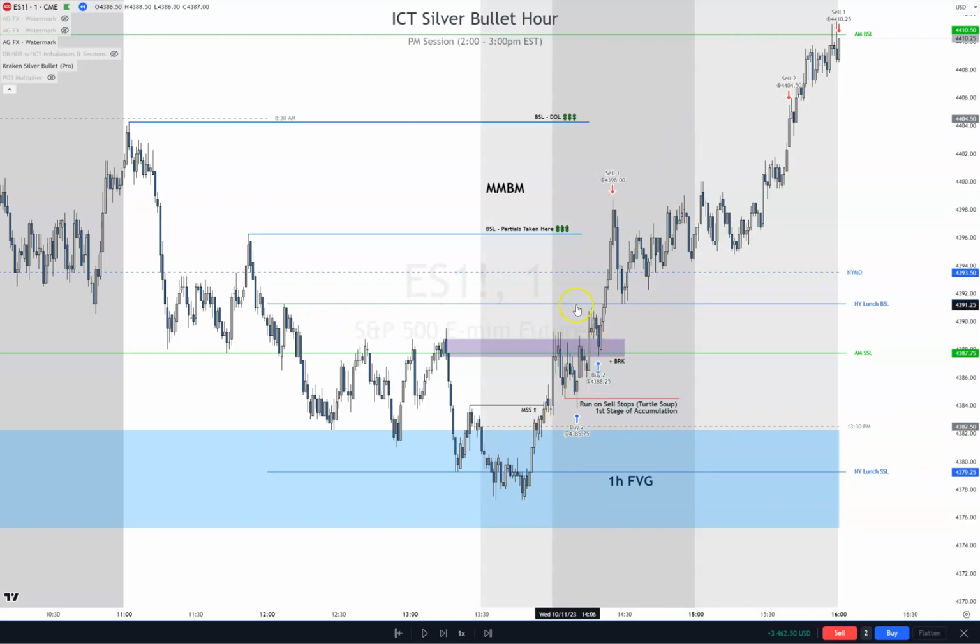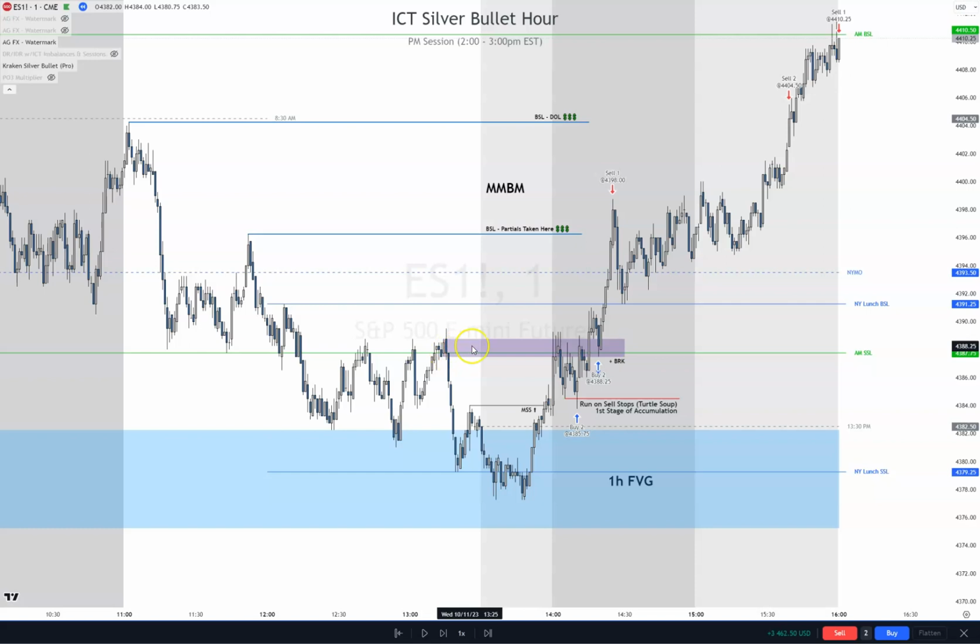Our first target was the New York lunch. We came in, had a market structure shift. We came in, we saw the turtle soup entry, the run on sell stops, the first stage of accumulation. We got in there, we targeted the New York lunch, and then this swing high right here for our partial. And we targeted this swing high for, I think it was 15 handles, something like that.